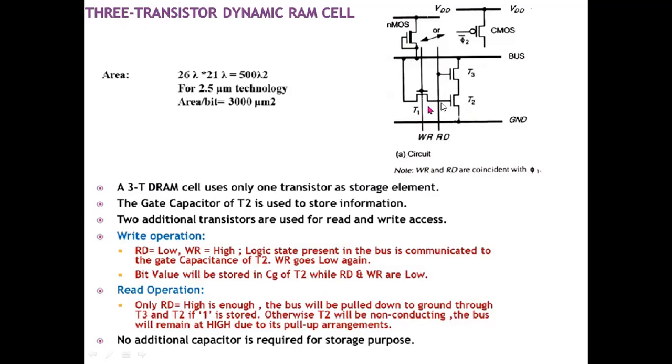So what you want to write will be stored at the gate capacitance of this transistor T2. Along with this, we have separate transistors, one meant for read and one meant for the writing operation. Hence, we have in total 1, 2, 3 transistors. As usual, we can use an NMOS depletion mode transistor at the pull-up part, or I can go for a CMOS transistor. At the bottom part, you find only 3 transistors: T1, T2 and T3.